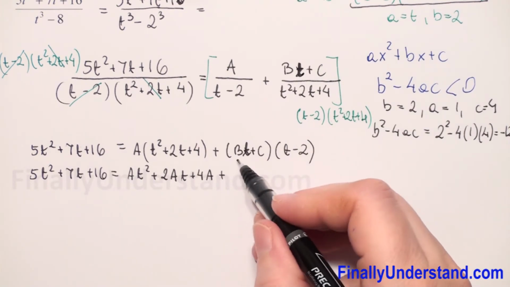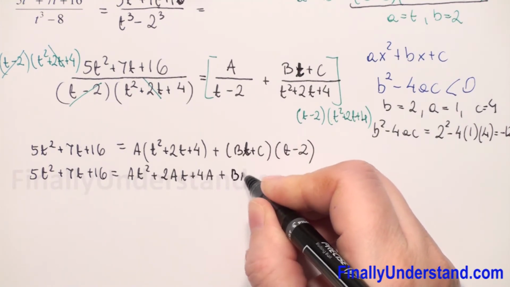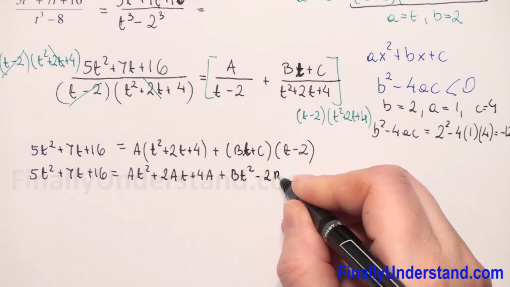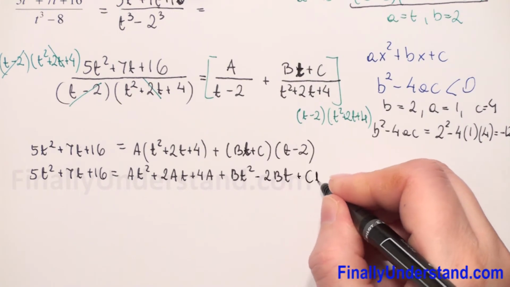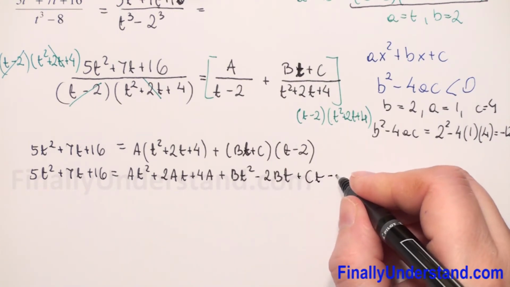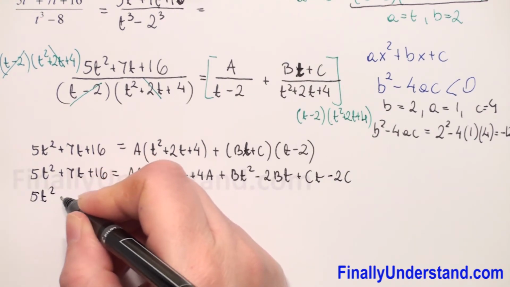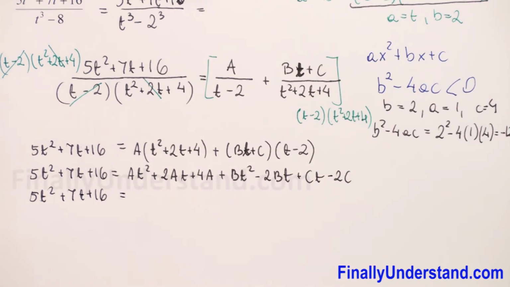So now we have bt times t, so this is equal bt squared. bt times negative 2 is negative 2bt. c times t is ct. c times negative 2 is negative 2c. Left side we will copy, and on the right side we have to combine the like terms.